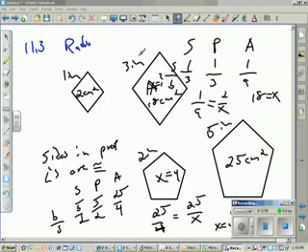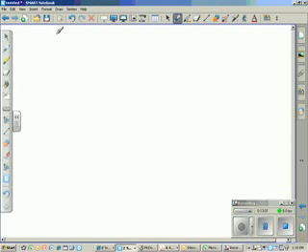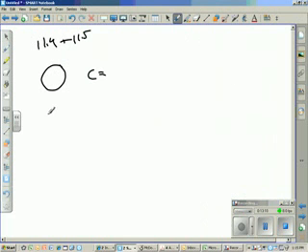That leaves us with section 11.4 and 11.5. 11.4 talked about circumference of a circle and the arc length of a circle. Arc length is the distance partway around the circle.